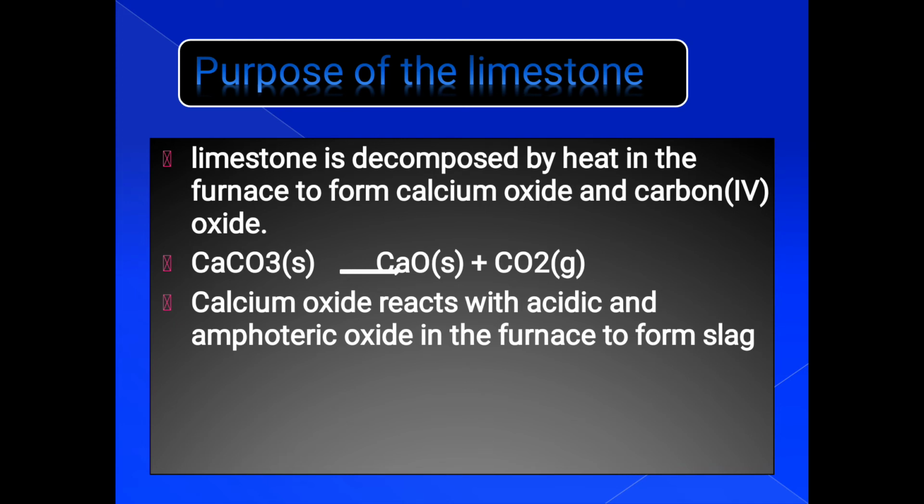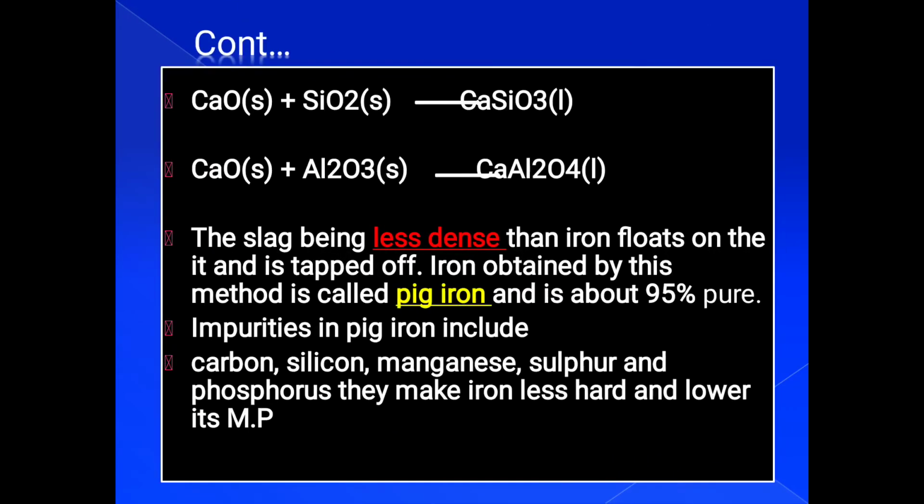So this calcium oxide, remember it is basic, okay? It reacts with the acidic and amphoteric oxides in the furnace to form slag. Being basic, what are the acidic and amphoteric oxides that you have in the furnace? Recall the impurities. So this is it, the silica impurity that we mentioned.